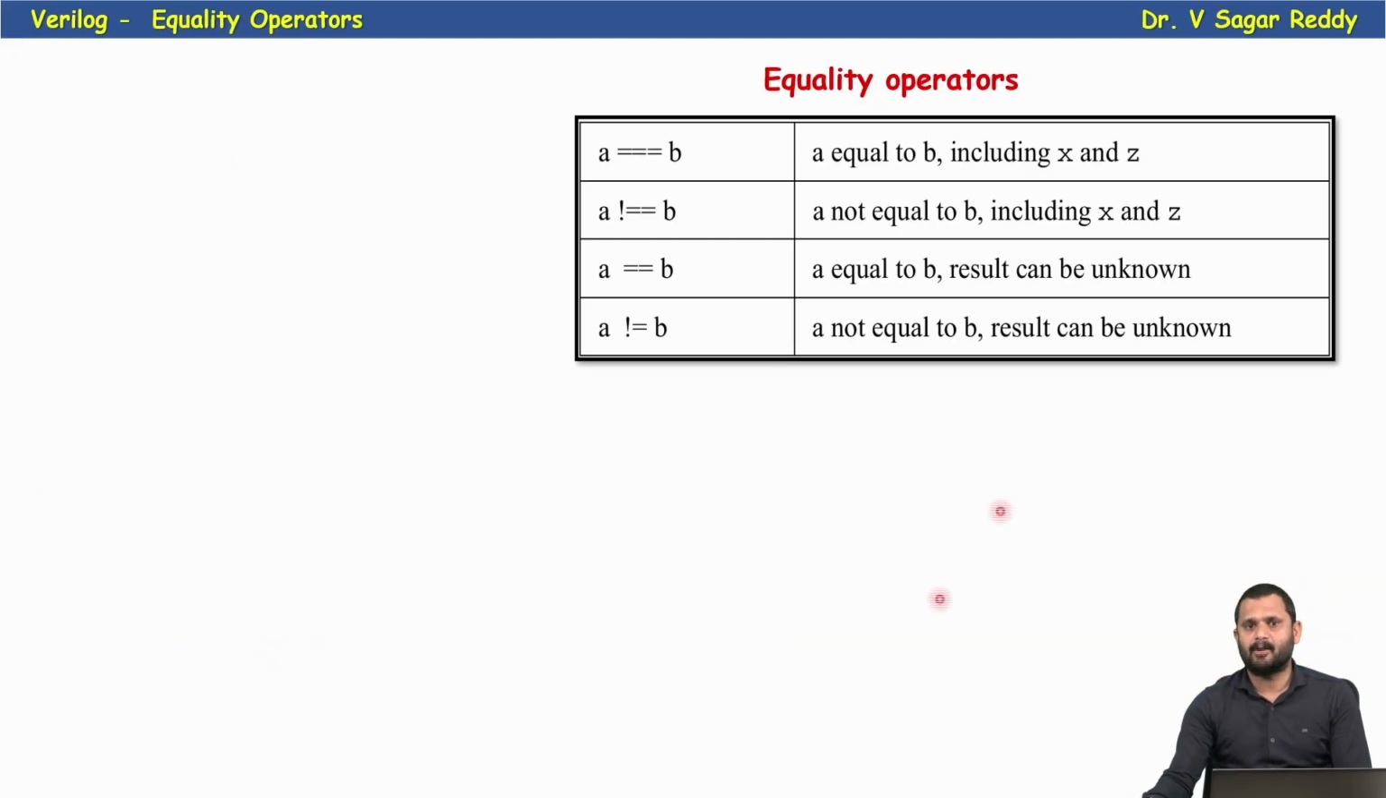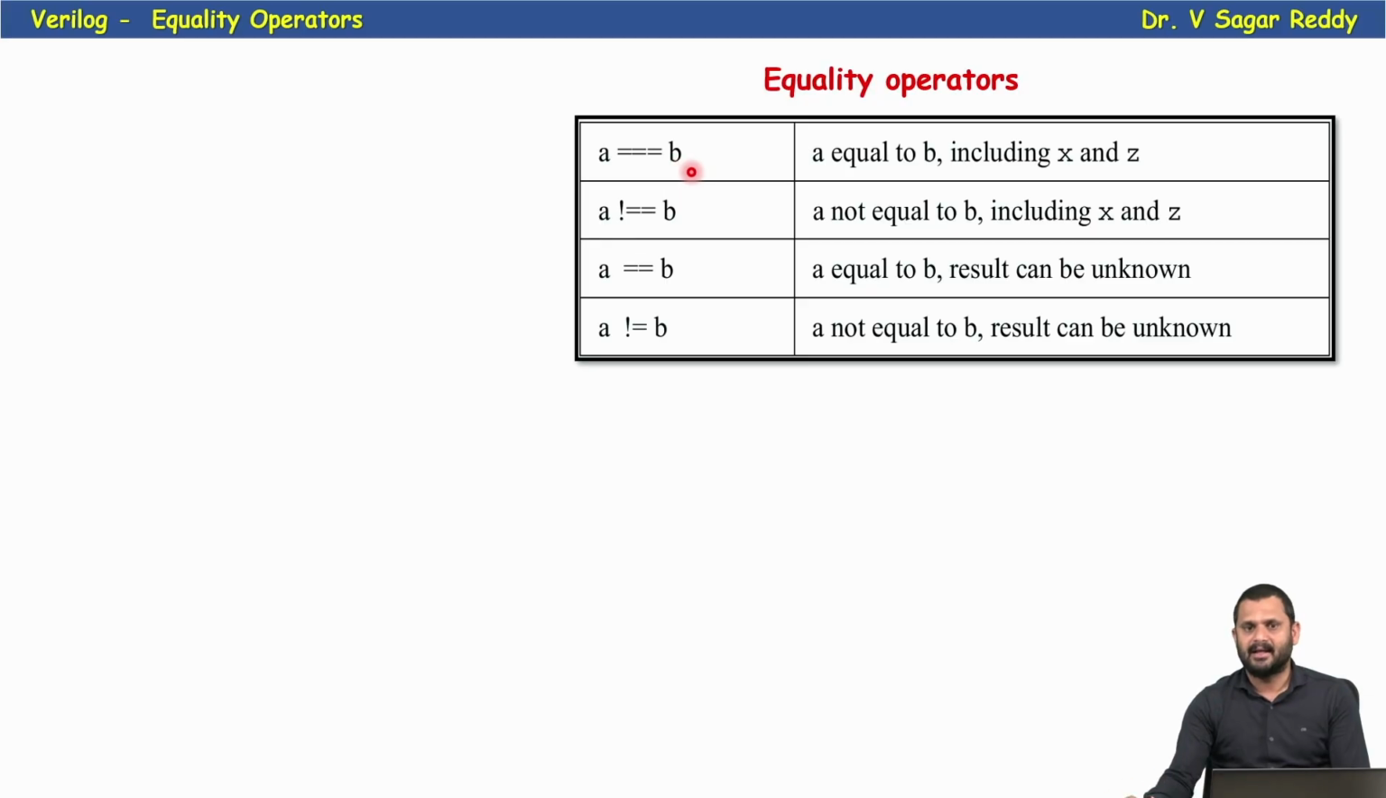Coming to the equality operators, these are the four equality operators we use: A equal to B, and so on. We have two types of equality operators: one is logical equality, and the other is case equality. This is case equality, where three equal signs are used. In this expression, we include x and z also.